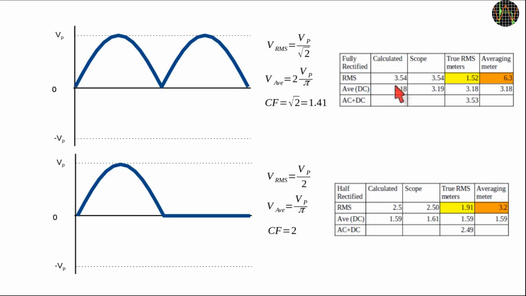For DC, or the averaging value, the measurements agree well with the theoretical value, and the scope RMS value also matches the calculated value quite well. But all my True RMS meters show a substantial too low value. A clue to that behavior is the BM869 AC plus DC readout, which shows the same value as the RMS.